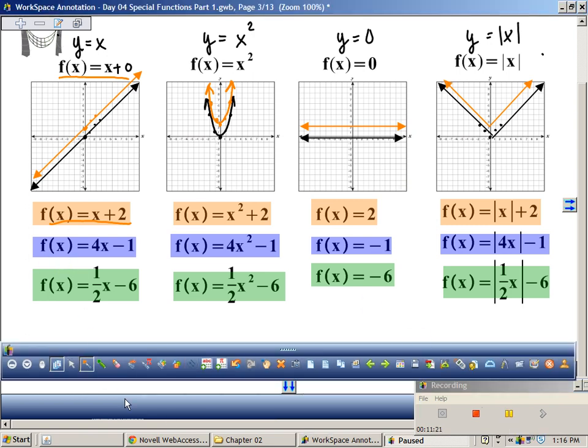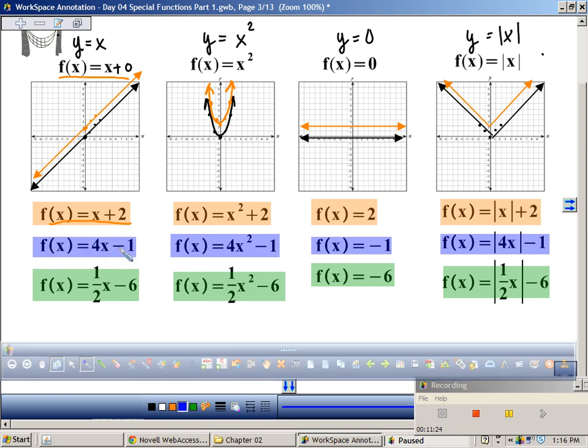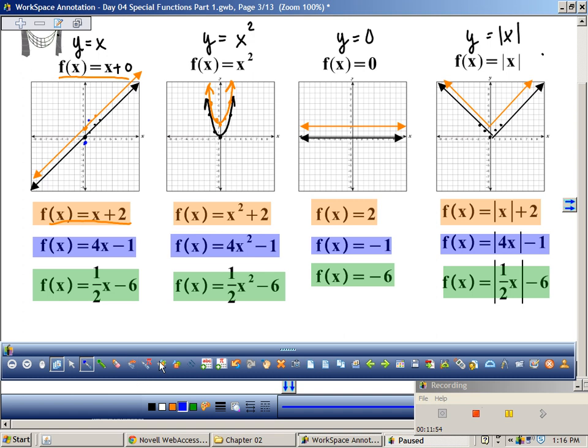Let's talk about our blue graphs now. This function says 4x minus 1. Just so you guys understand, we all should be able to graph this, right? So let's graph it together, and then I'll talk about the behaviors of the rest of them. So I begin at -1, because that's my y-intercept. So I'm going to plot a point at -1. My slope is 4. So I'm going to rise 4, 1, 2, 3, 4, and I'm going to run 1. I'm going to graph that line.